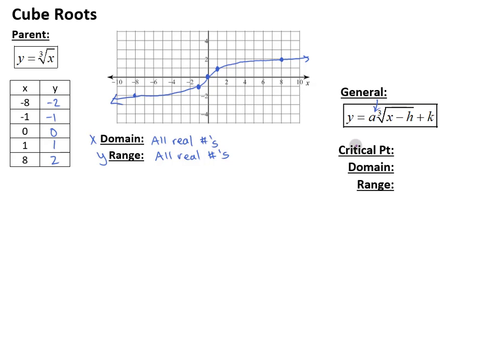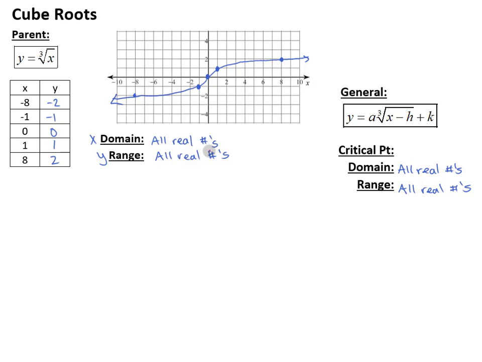If I compress it or stretch it, it still goes up, down, left, and right forever. If I move it left or right or up or down, it will still continue up, down, left, and right forever. So the domain and range, no matter what, for a cube root graph, is all real numbers. Okay, now that's not true for the even roots, like square roots, as we just saw, but that is true for all cube roots.